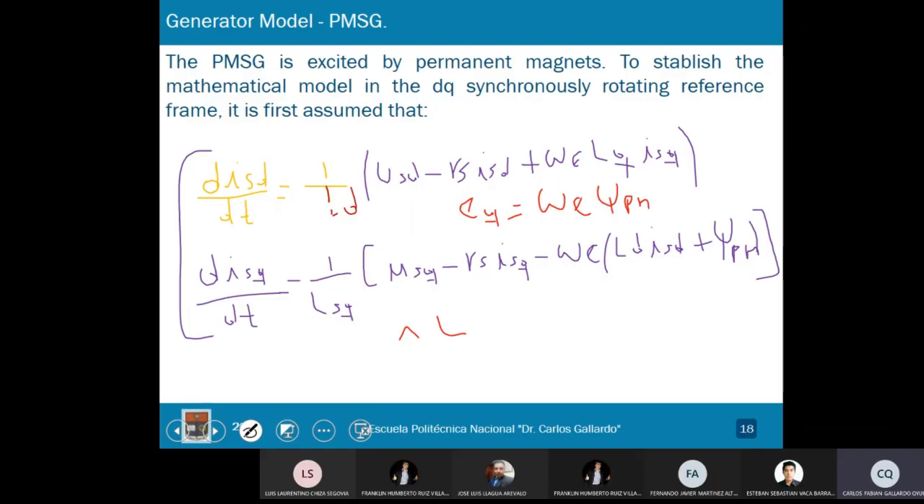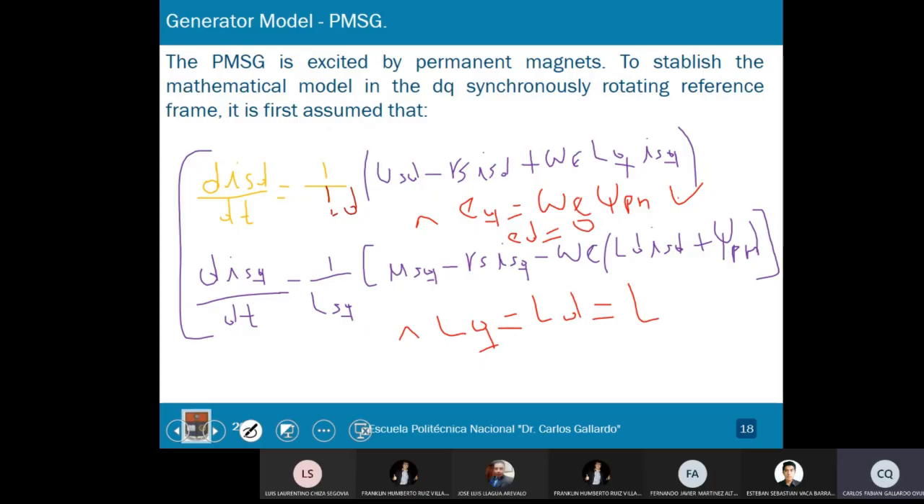So I am assuming the electromotive force of the Q axis is defined as this equation, and the electromotive force of the D axis is equal to 0. As the rotor of the permanent magnet synchronous generator has a symmetrical structure, it's possible to assume the quadrature axis inductance is equal to the direct axis inductance, and let's call this L.